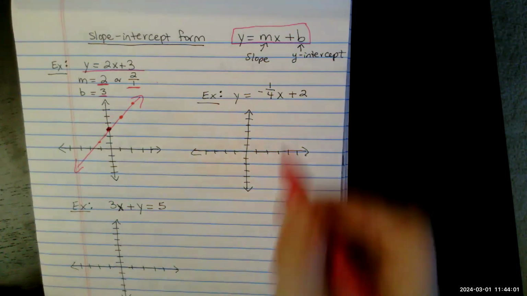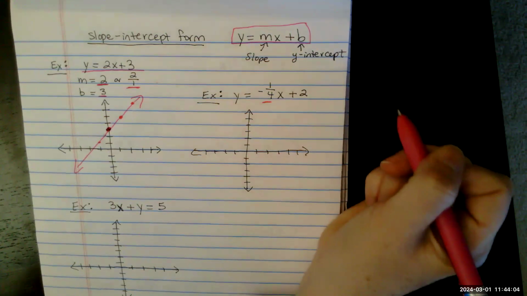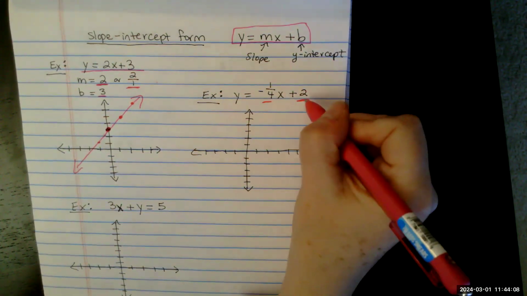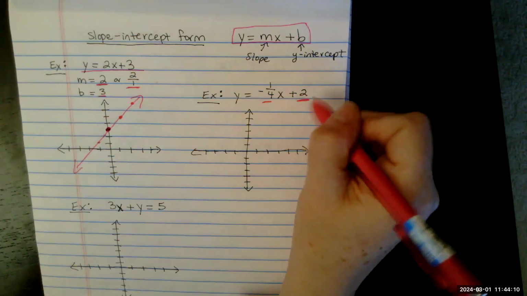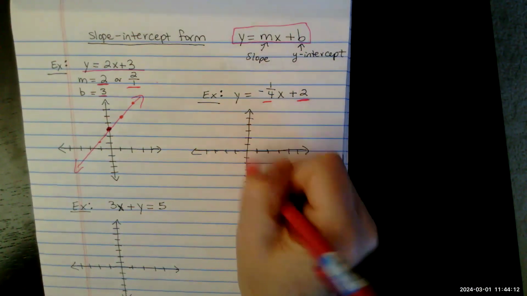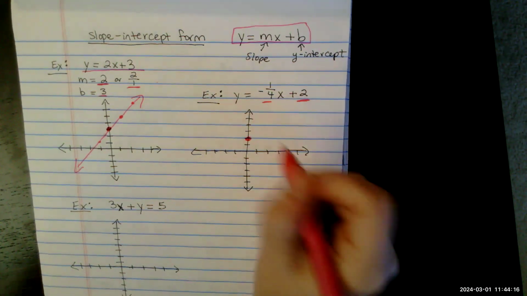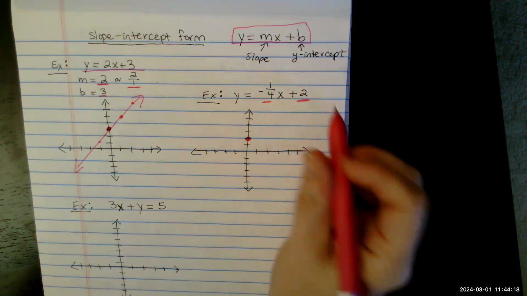Okay, so let's do that again. This is my slope, and it's a fraction, so that's good. But I'm going to start with this, which I don't want to be a fraction, so I like that it's not, because that's just telling me the number where I cross the y-axis. So I put my first point at 2.